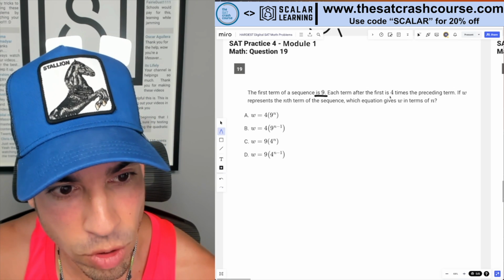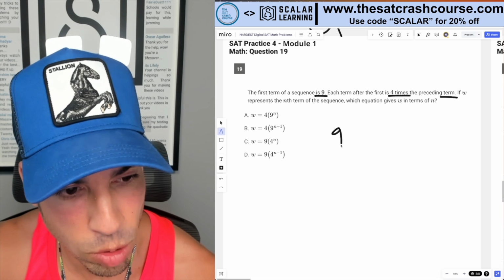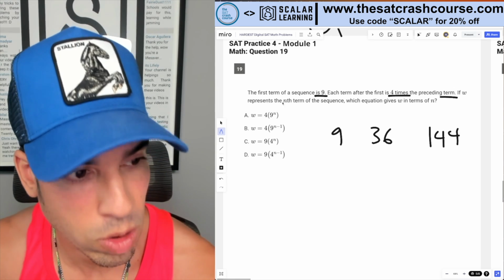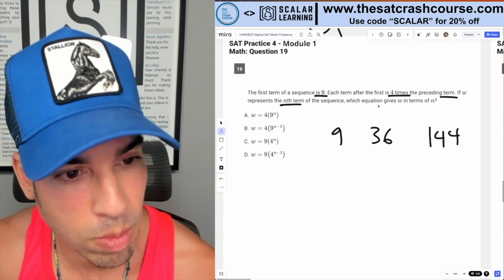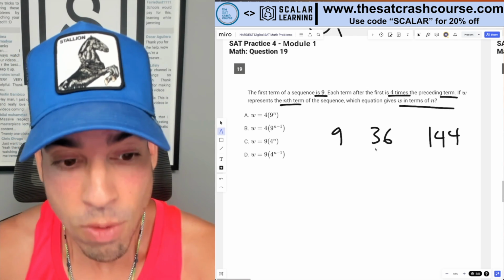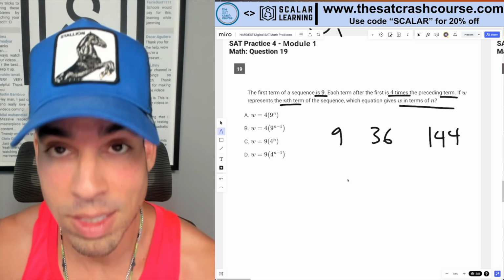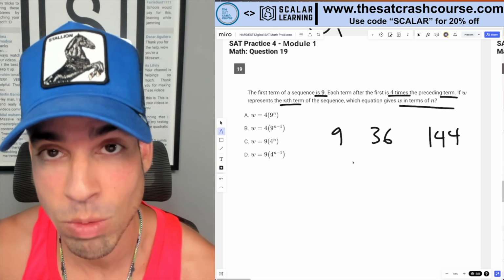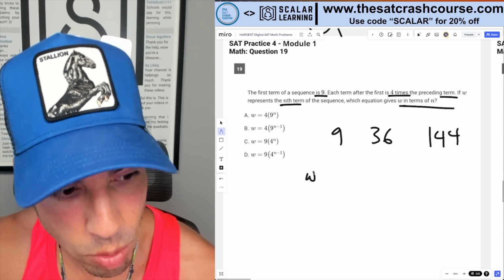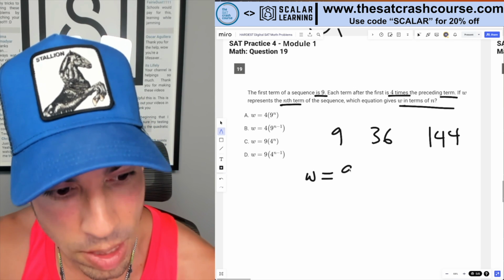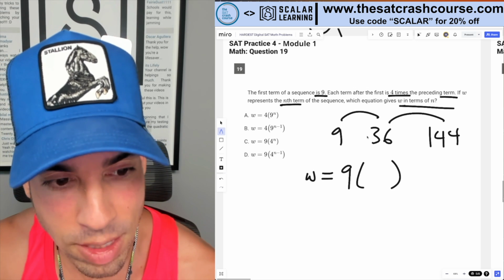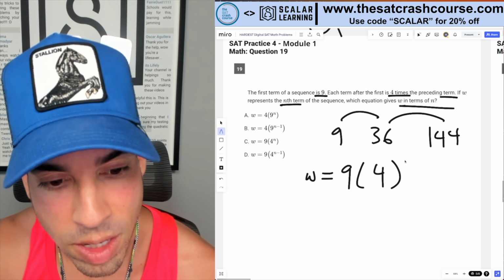Each term thereafter is 4 times the preceding term. So it'd be like 9, 36, 4 times 36 is 144, and so on and so forth. So W represents the nth term. Which equation gives W in terms of n? They're talking about the format for, or the formula for a geometric sequence, okay? The nth term of a geometric sequence, that explicit formula. And so the nth term of a geometric sequence, if we have W, is equal to the first term 9 times the common ratio, which is what we're multiplying by to get to each successive term, which would be 4 to the n minus 1.